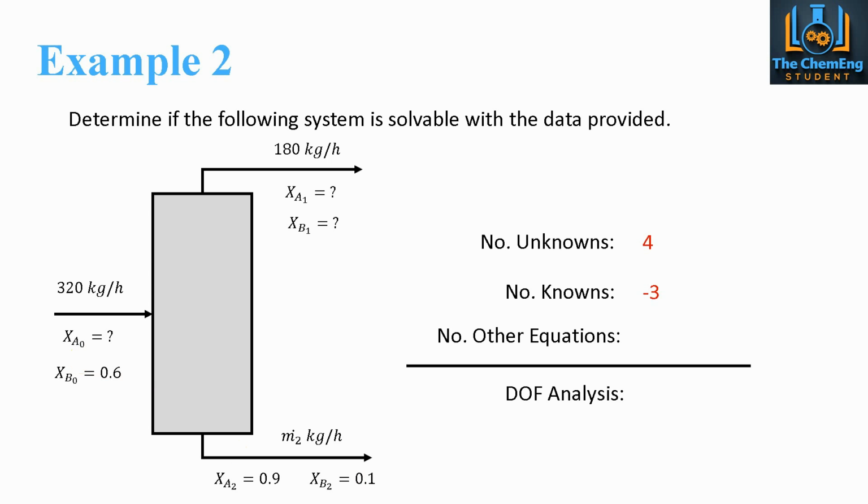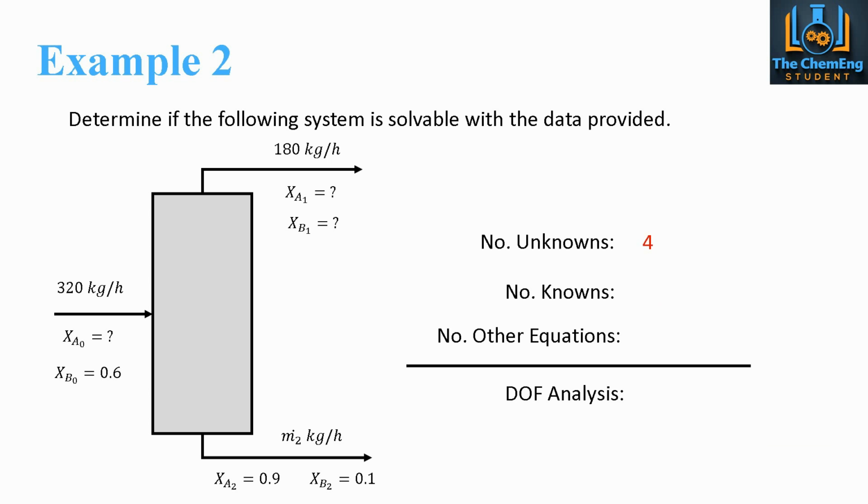Now the number of knowns is still going to be the same because we have the balance on A, the balance on B, and the overall balance on the flow rates. Now, as it stands just now, it isn't clear, but we don't have any other equations. So therefore, our value for the degree of freedom analysis is 1. So we have an under-specified system. We don't have enough information to solve this problem.